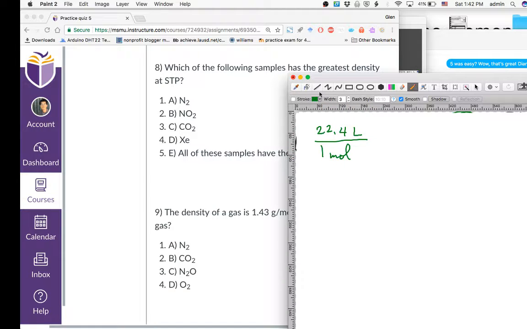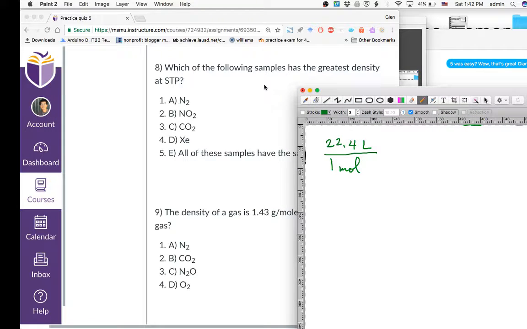Notice in this problem, a volume is not given. That means you can pick whatever volume you want, as long as you pick the same volume for each of them. Let me pick 22.4. If I pick 22.4 liters as the volume, then I'm going to have 1 mole of each of these gases. Why am I talking about volume when the problem is asking about density?